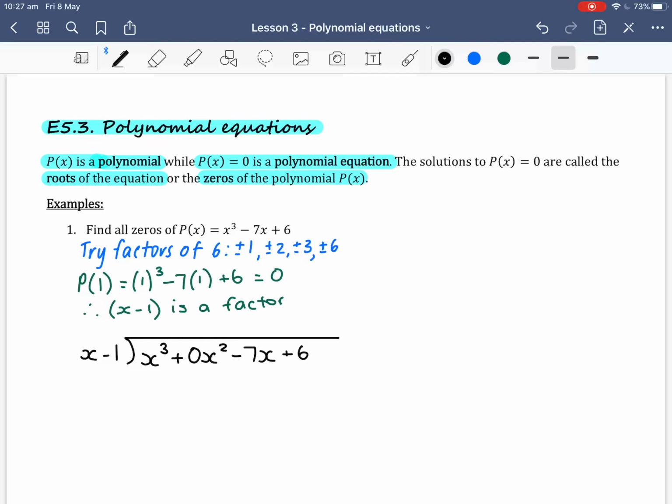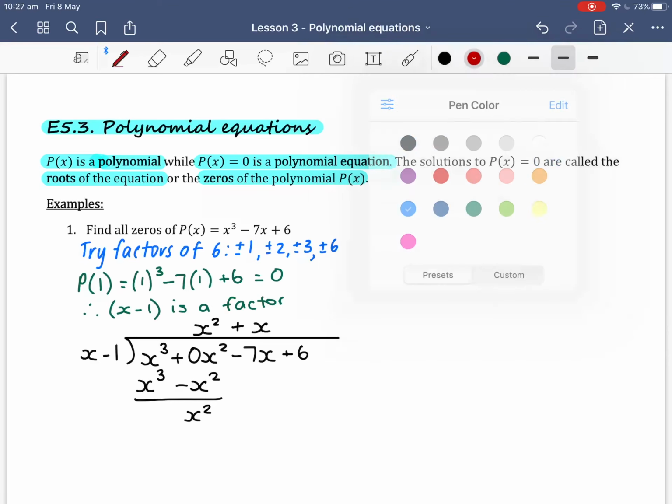So what we do is we take our first term and divide x cubed by x, and we get x squared. Then we go x squared times our divisor, so x cubed and minus x squared. And then we subtract. So x cubed minus x cubed is 0. And then 0 minus negative x squared is just positive x squared. We then divide our x squared by x and we get positive x. And we have to remember to bring down our minus 7x.